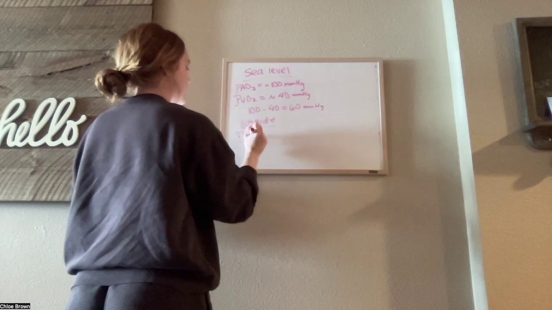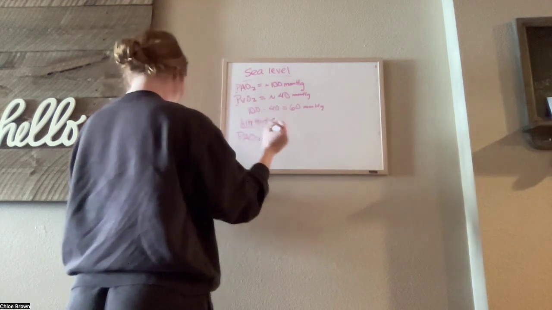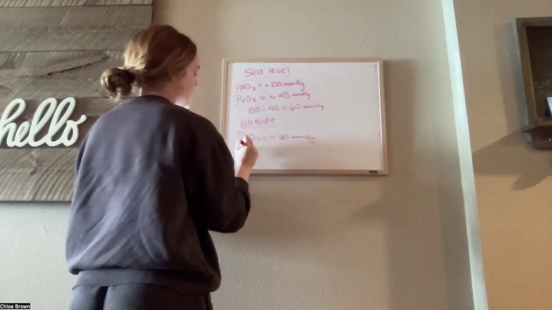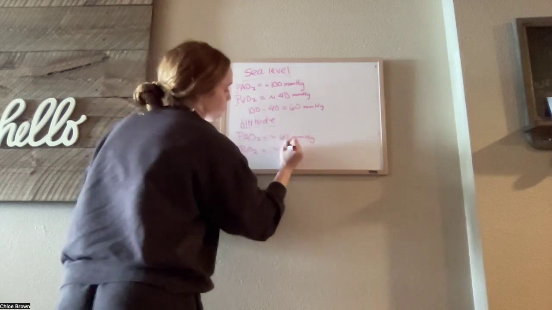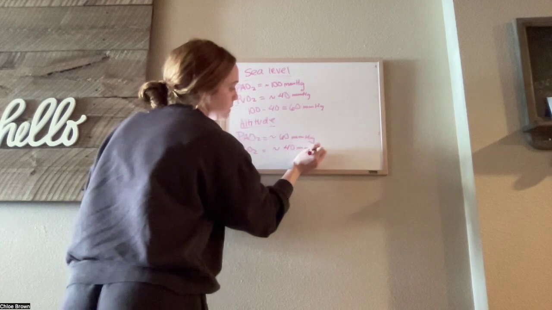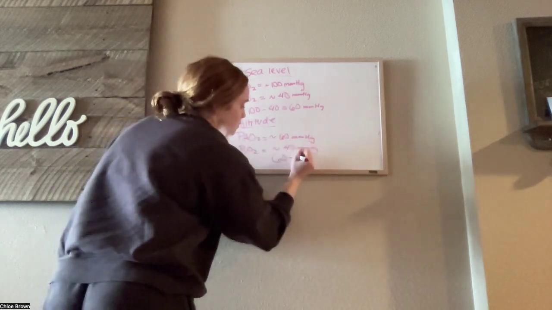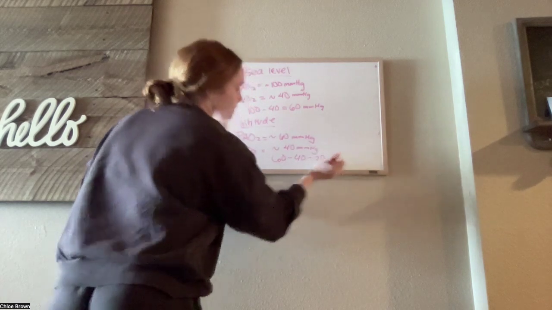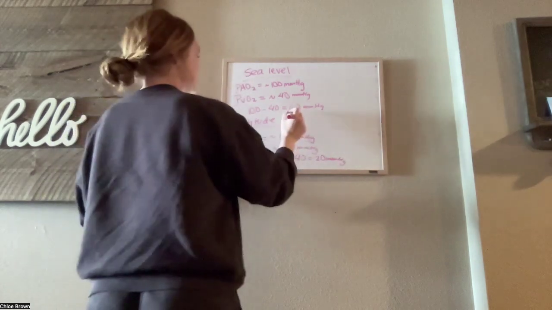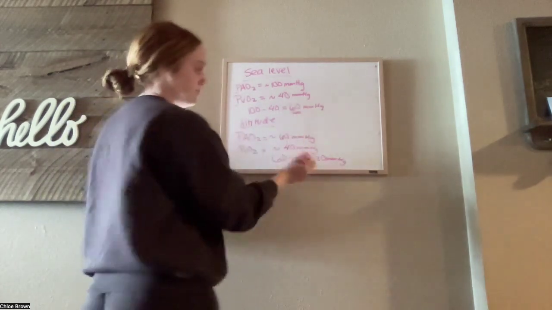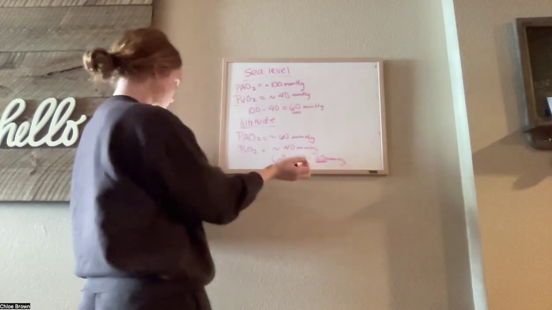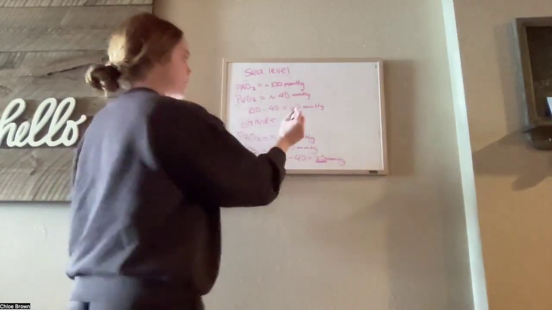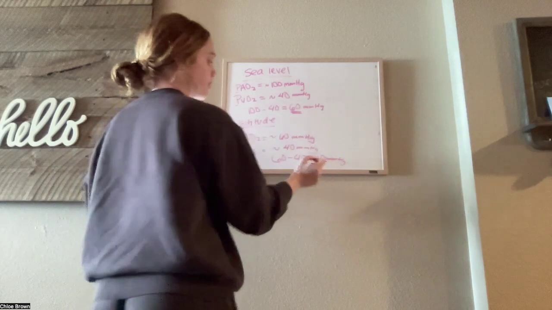let's say that PaO2 is equal to about 60 millimeters of mercury, and PvO2 is equal to about 40 millimeters of mercury. So 60 minus 40 is equal to 20 millimeters of mercury. So at sea level, you have a faster diffusion of oxygen than you do at altitude because there's a larger pressure gradient at sea level than there is at altitude.